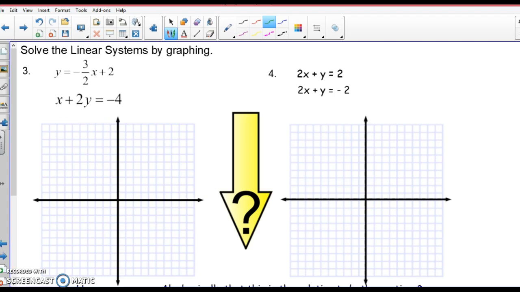Let's look at number 4. Solve the system by graphing. What form do we want to get them in first? Slope intercept. So, how do I get the first line, this top line, into slope intercept? Subtract 2x from both sides. So I'm going to have y equals negative 2x plus 2. Correct? What do I do to this one to get it into slope intercept? Subtract 2x. So I'm going to have y equals negative 2x minus 2.